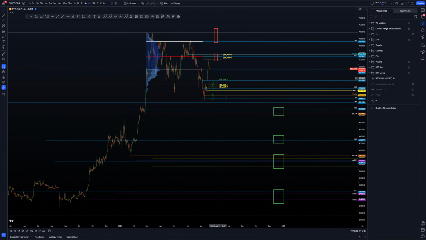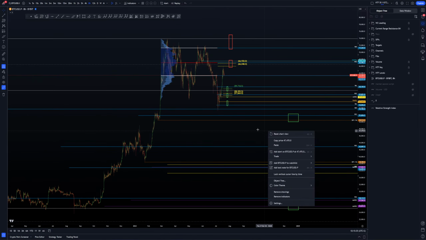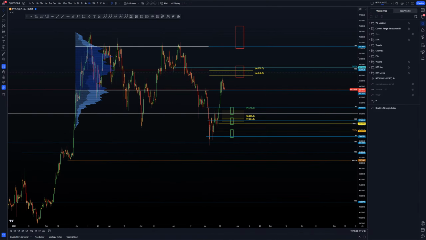Okay, so these are all the main supports we have to the downside. We're ready and prepared in case we have to drop. We don't really care, to be honest with you. We know where the targets are, and that's it really.